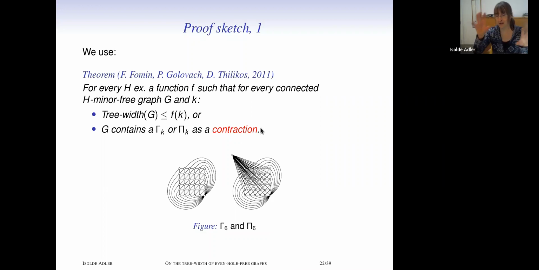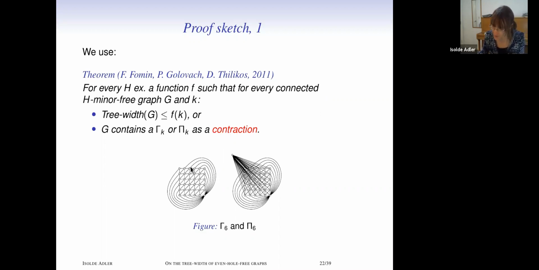So recall, a contraction is something that is obtained merely by contracting some edges. And gamma K and pi K are defined by picture. So this is gamma 6. It's a triangulated 6 by 6 grid, plus this vertex here that is universal to everybody on the boundary, so connected to everybody on the boundary. That's a gamma 6. And a pi 6 is gamma 6 plus one universal vertex, which we cannot just remove because we're looking at contractions and we can't delete vertices. So one of these we get.